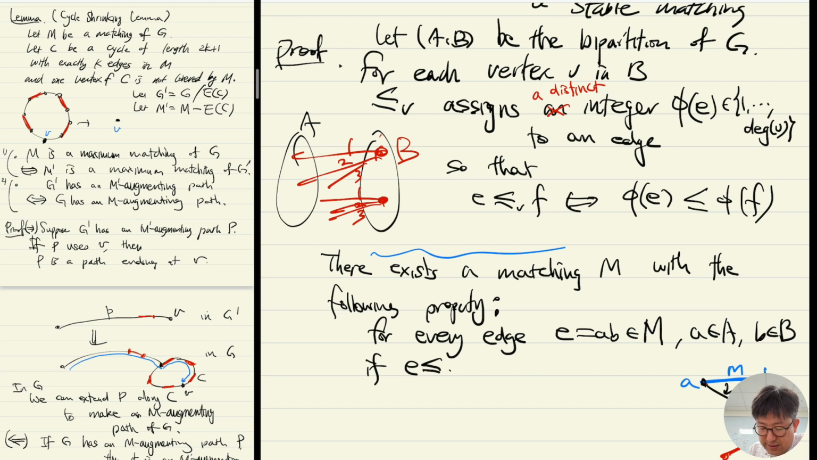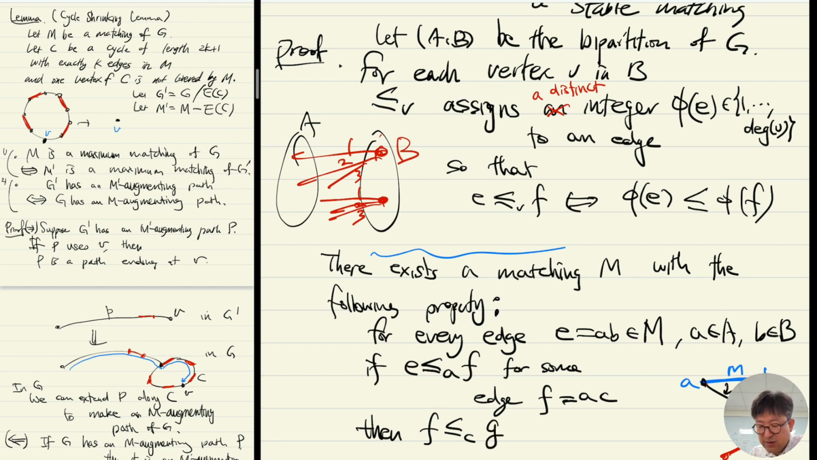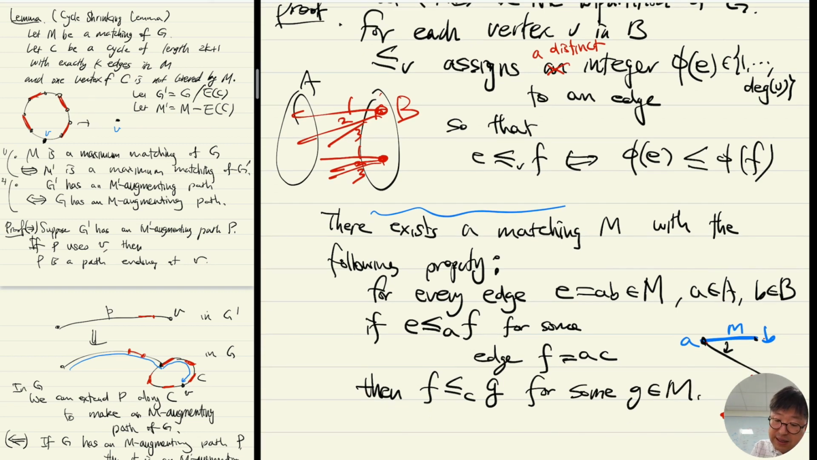if E is less preferred than F for some edge F, which is AC, then C thinks that F is not good, because I currently have a better partner in M. Okay, so that's the claim that I want to maintain.